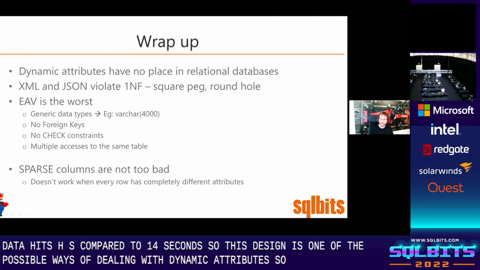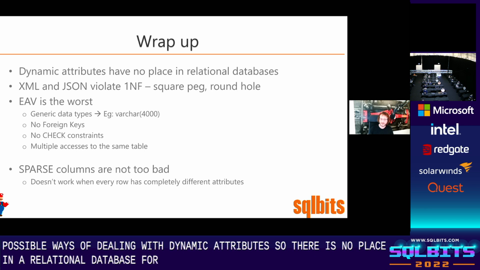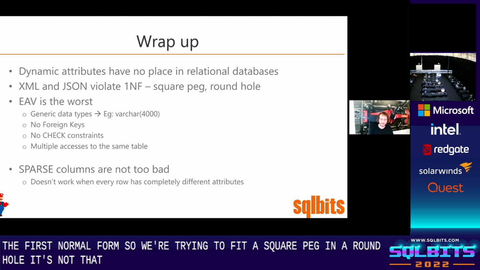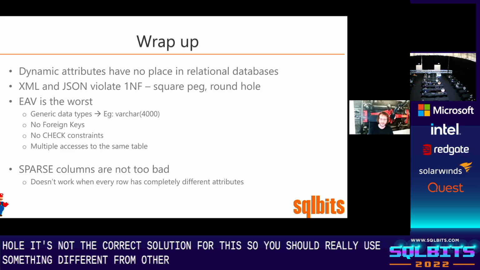So wrapping up, there is no place in a relational database for dynamic attributes. XML and JSON violate the first normal form. So we're trying to fit a square peg in a round hole. It's not the correct solution for this. So you should really use something different from a relational database.